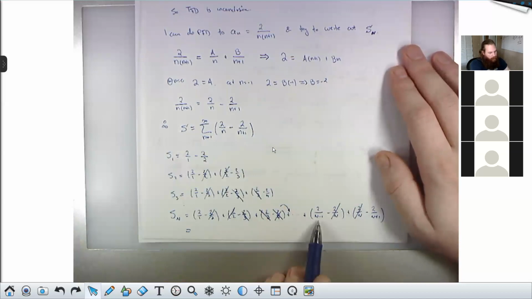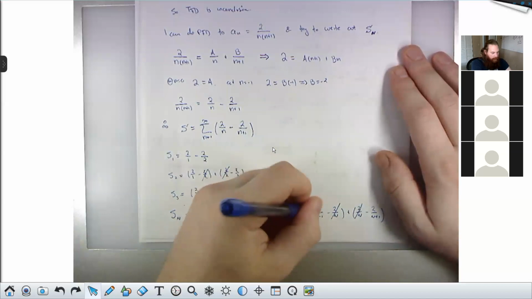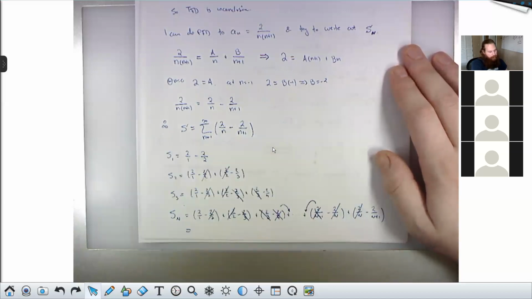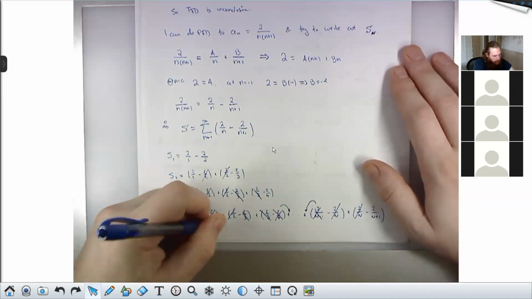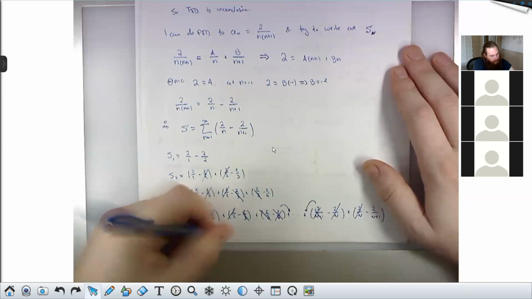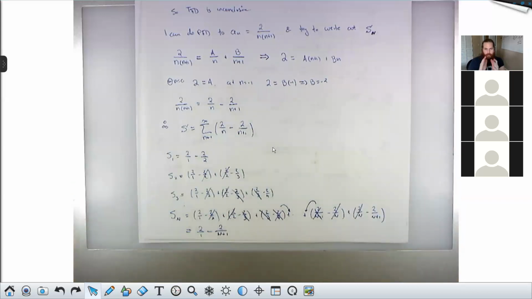And if you ask yourself, what is the last term right before this one? It's 2 over n minus 2 minus 2 over n minus 1. So this guy will also cancel with the term immediately before. So S_n simplifies to 2 over 1 minus 2 over n plus 1. And this is that domino-style cancellation that we call telescoping.